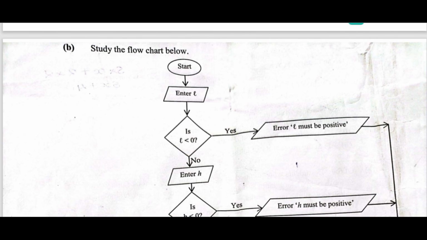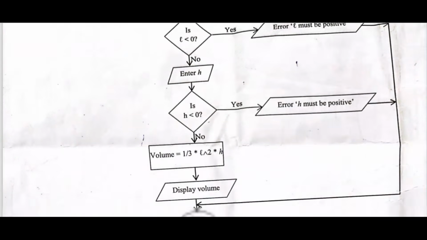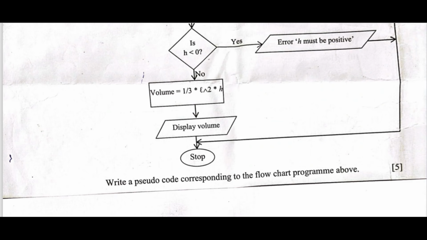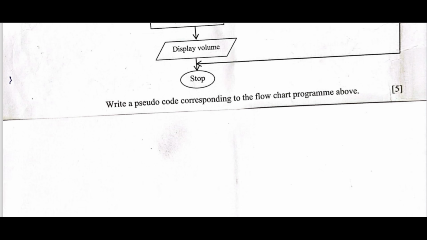Question B, we can see that we are looking at a flowchart. Start, enter L. Is L less than zero? If yes, then error, L must be positive, or else no. So now the question here, if we scroll down, is to write a pseudocode corresponding to the flowchart program above. A pseudocode is written in readable statements.